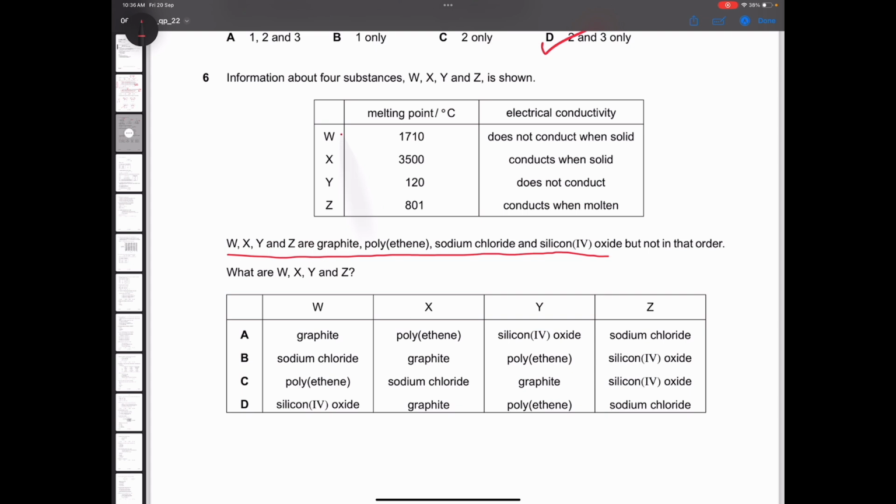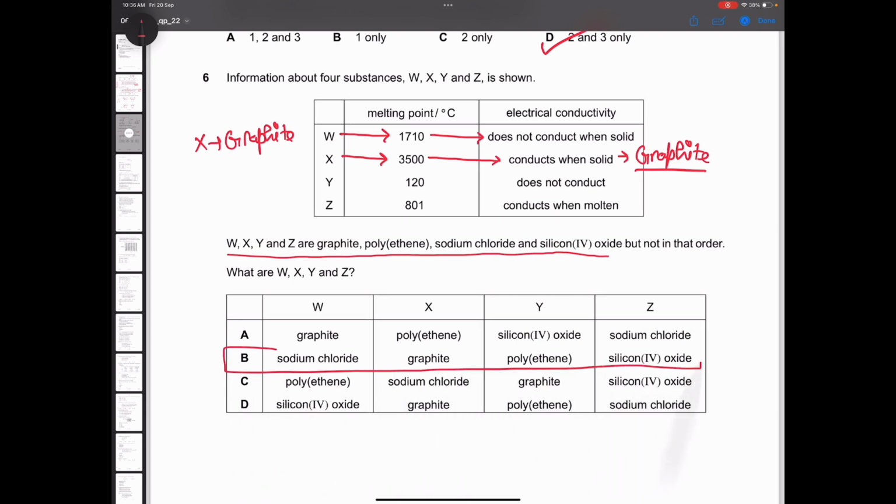They have mentioned that W has a high melting point and does not conduct electricity when solid. X has a high melting point and conducts electricity when solid. What conducts electricity when solid? Graphite. Graphite conducts electricity when solid, so we can directly say that X is graphite. Let's check the options which are mentioning X as graphite. So it is option B and option D. Now we need to differentiate between option B and D.